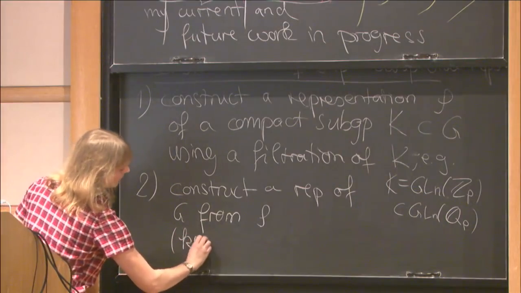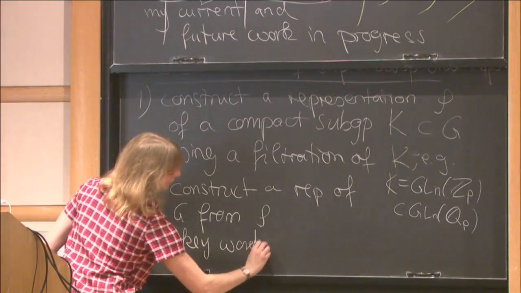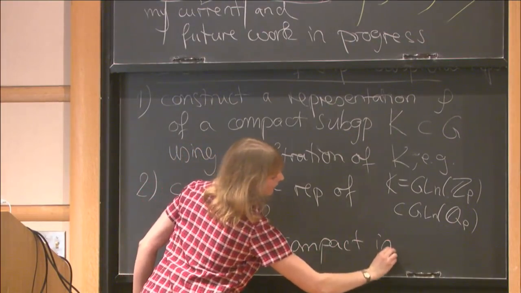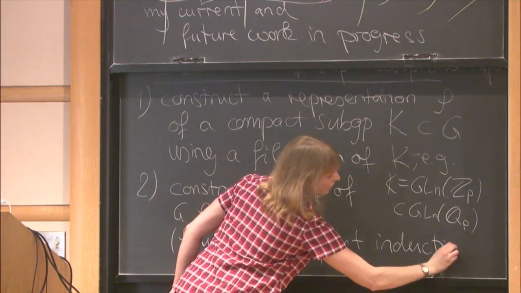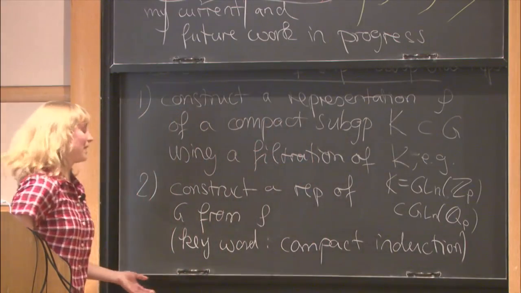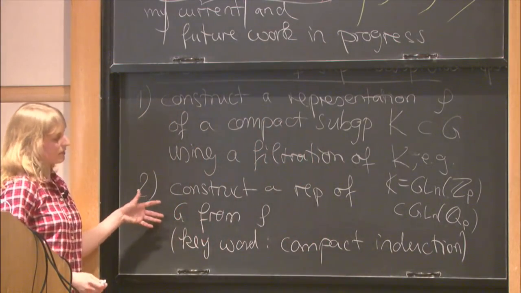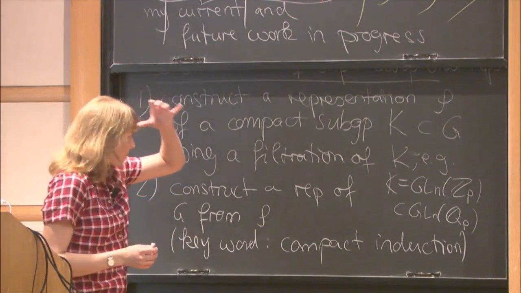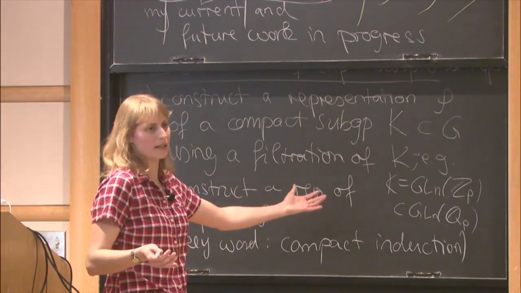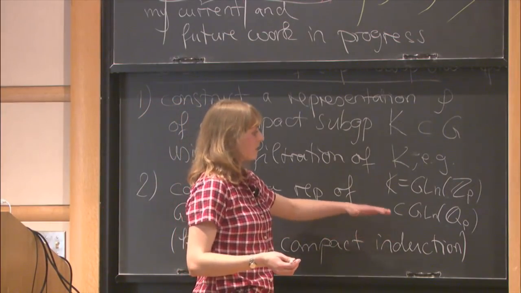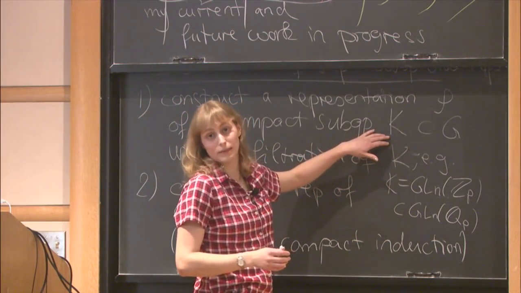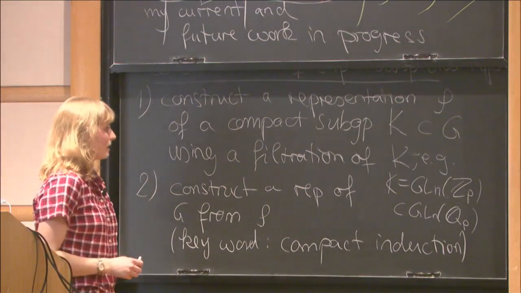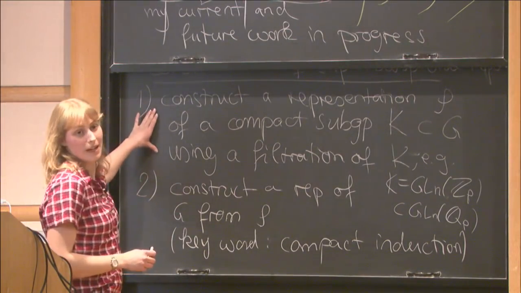And here the key word is compact induction. So this last step is well understood. Compact induction is something everyone in the area of representation theory knows. It just means basically we look at the function space of functions on G mod K, roughly speaking, and then we act on these functions. So the tricky part is really to do part one.